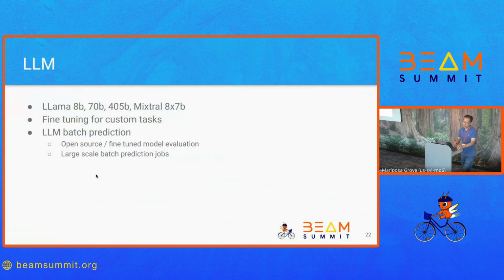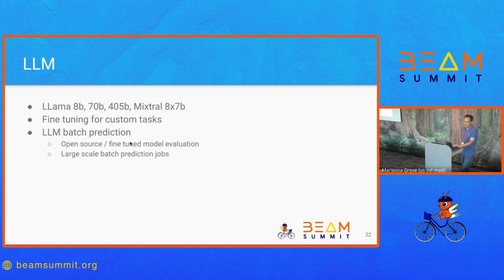For large language models, there are many good quality open source models available, like Llama, which provides models from smaller to large, like an 8 billion parameter model, a 70 billion parameter model, and a 405B large model. Then there's a mixture model, which is 8 times 7B. Usually those models are a pretty good fit for tasks, especially after fine tuning. They allow you to do fine tuning for custom tasks.